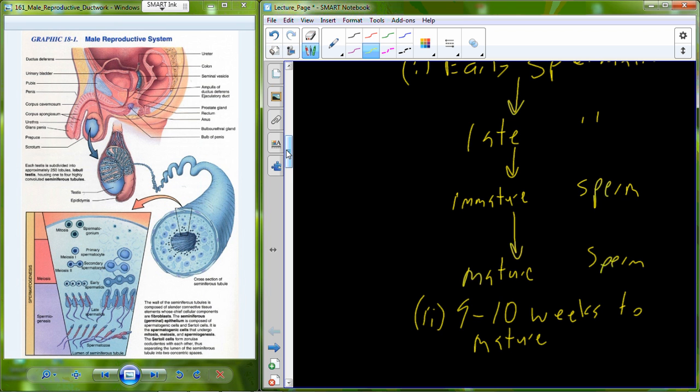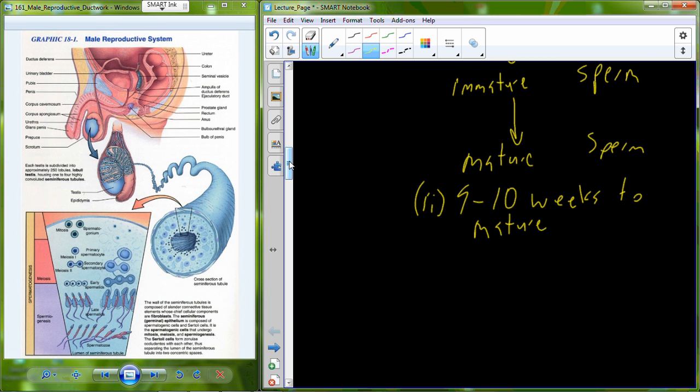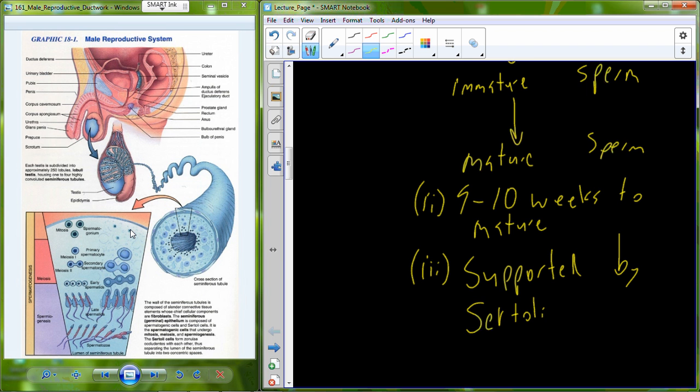Now, this process of maturation, going from early spermatid to mature sperm, is supported by some other cells, and you can actually see some of those cells in the backgrounds of these pictures. There are two additional types of cells that are found in the seminiferous tubule. One of those is called Sertoli cells. The Sertoli cells are going to support the maturation process by providing nutrients and waste removal capabilities to keep those cells in an environment conducive to go from early spermatid to mature sperm.